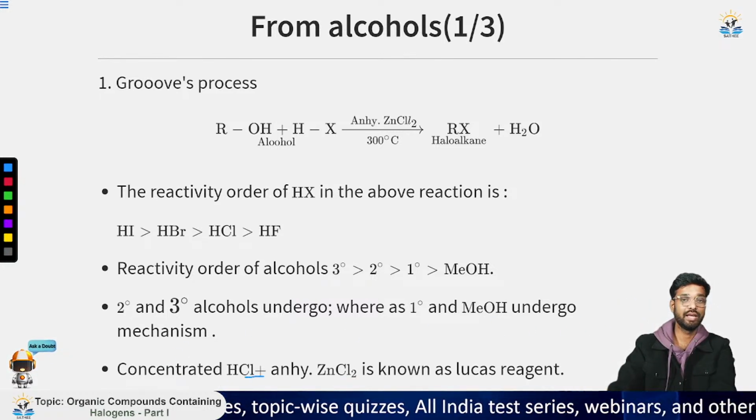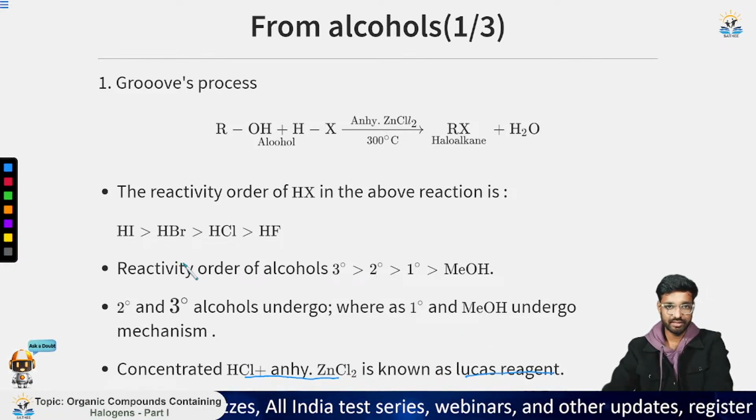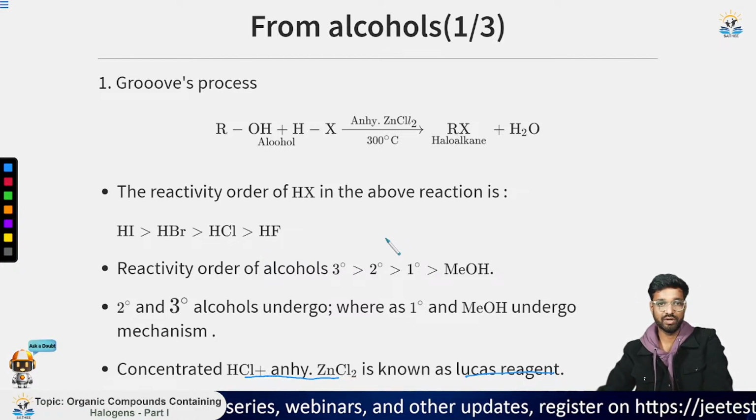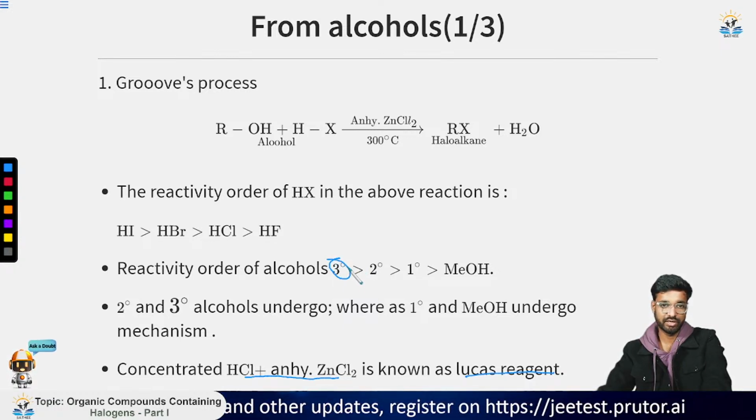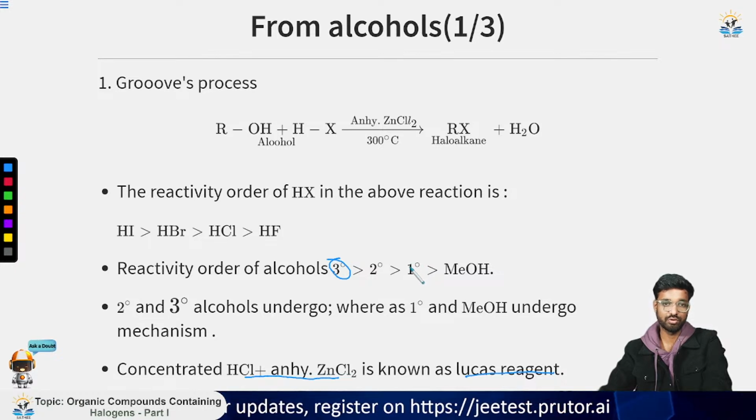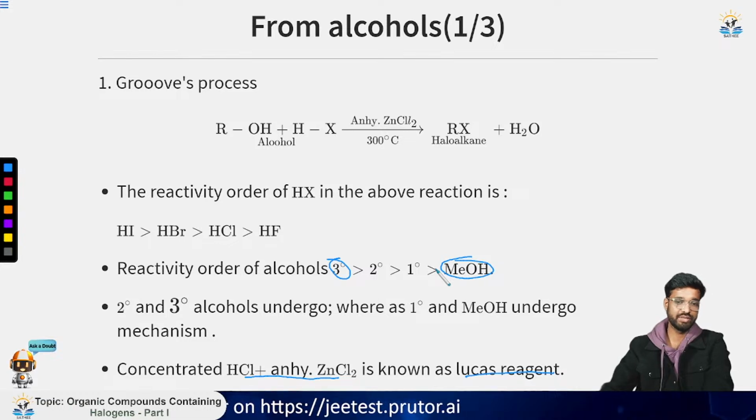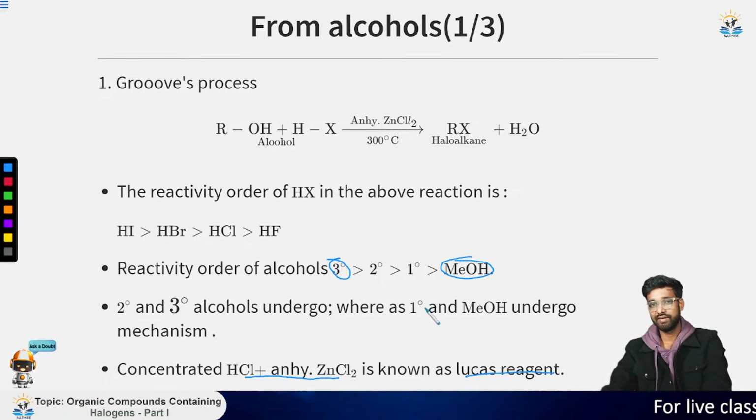So concentrated HCl and anhydrous ZnCl2 is known as the Lucas reagent. This reagent is used to determine which alcohol is 3 degree, which is 2 degree and which is 1 degree. If we get the reaction faster, then it is 3 degree, it is slower for 2 degree, and much slower for 1 degree and MeOH. So basically we raise the temperature. For 1 degree we need a higher temperature, for 2 degree a lower temperature, and for 3 degree we do it at room temperature. In this way you can classify 1 degree, 2 degree, and 3 degree alcohols.